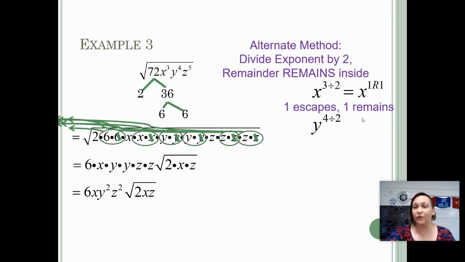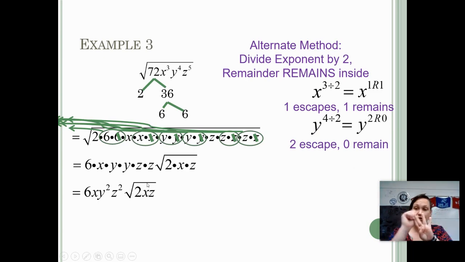So it was y to the fourth, so I'm going to do 4 divided by 2. 4 divided by 2 is 2 with no remainder. That means I get 2 y's that can go out and no y's remain inside. Think about, we have 4, we can make 2 pairs of 2. And that's the 2 y's that got out.